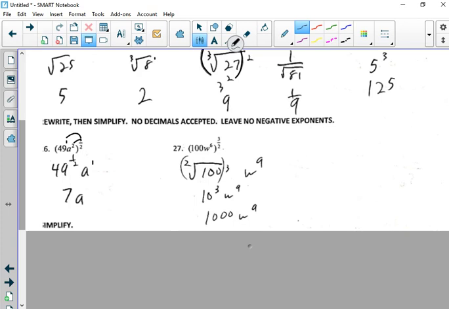27, remember, this gets sent here and here. So here's 100 to the 3/2. We mark it off. Square root of 100 is 10, and we cube that for 1,000. And 6 times 3 is 18, divided by 2 is 9. So W to the 9.